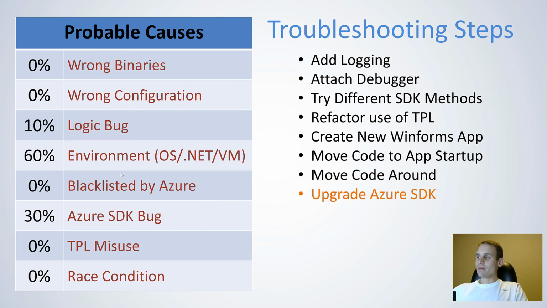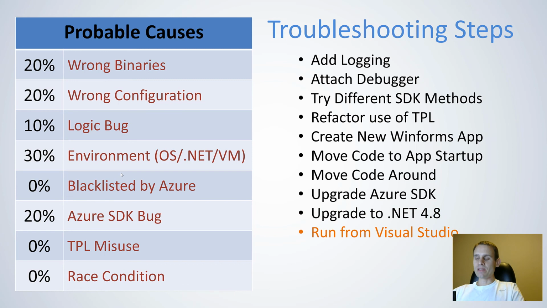So I tried upgrading the Azure SDK, and that had no impact. It still broke in the same way. And so I just bumped up the probability that there might have been an environment issue. Because of that, I updated to .NET 4.8. That had no effect. It still broke in the same way. So I was at a loss for what could possibly be the issue here.